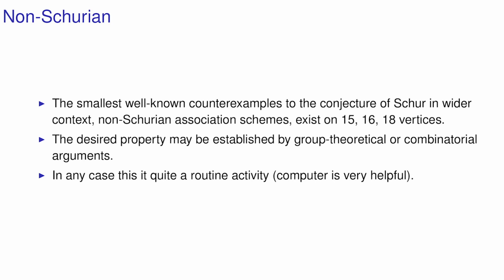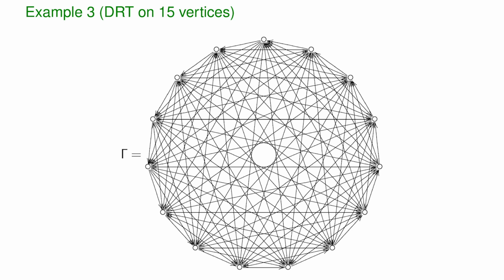So, first of all, terminology. If an object is coming from a suitable permutation group, we call it Schurian. If it is not coming from a permutation group, this means that it is purely combinatorial, then we call this object non-Schurian. It turns out that the smallest non-Schurian objects for a long while were existing on 15, 16, and 18 vertices. And I will show you first: this is, for a long while, the smallest non-Schurian object on 15 points.